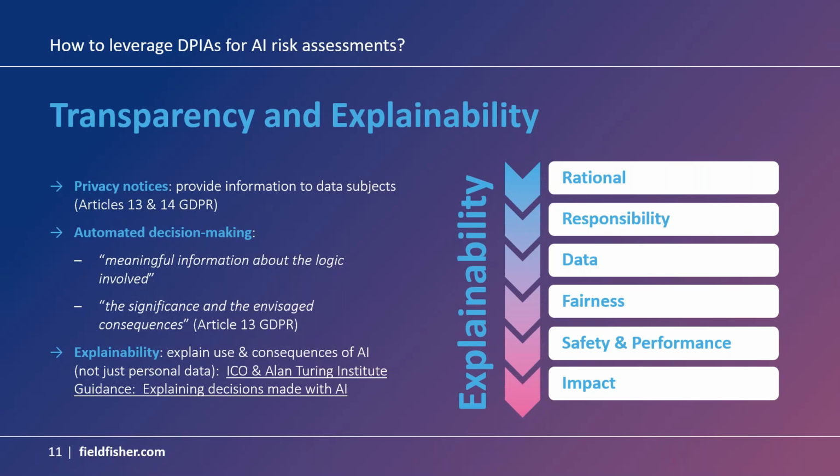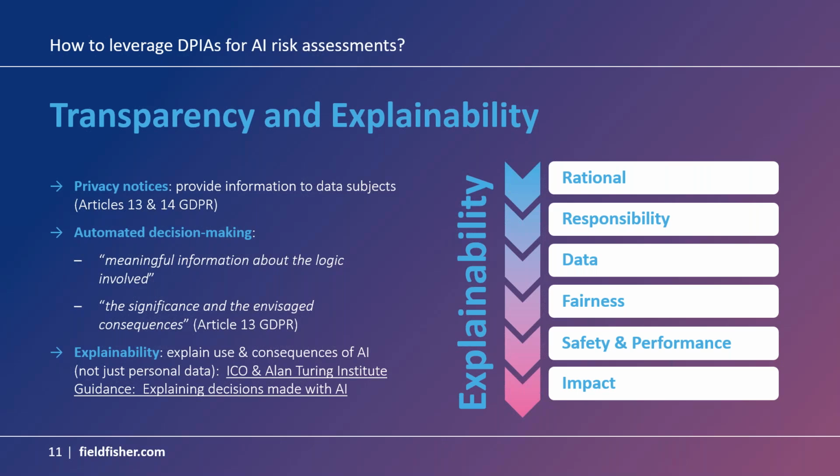Similarly, there's transparency obligations in the context of automated decision making, and it's incumbent on controllers to provide meaningful information about the logic that's involved in the relevant automated decision making and the significance and envisaged consequences of the automated decision making, and that's as set out in Article 13 of the GDPR. So that in particular would be relevant in the context of AI systems that are making automated decisions or making decisions based solely on automated processing that have a legal or similarly significant effect.